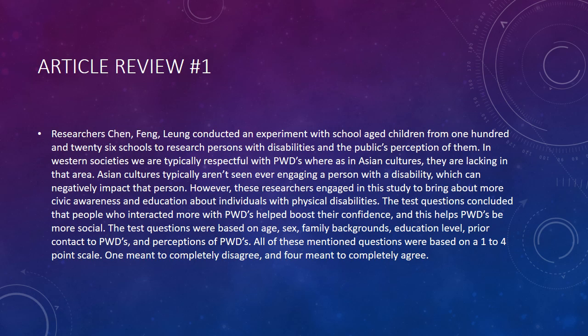The test questions concluded that people who interacted with people with disabilities help boost their confidence, and this also helps these people be more social. The test questions that were used for this study were based on age, sex, family backgrounds, education level, prior contact to a person with disabilities, and perceptions of these people. All of these mentioned questions were based on a 1 to 4 point scale. 1 meant to completely disagree, and 4 meant to completely agree.